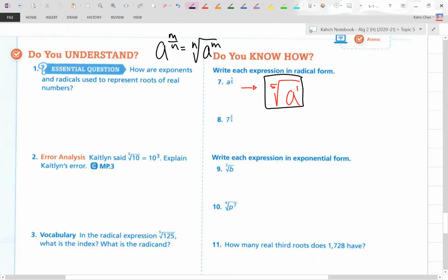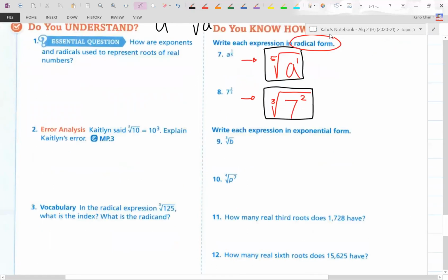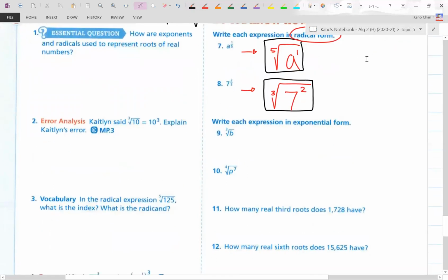Okay, number 8, same way. Let's convert that to radical form. The base is 7, the power on top is 2, and the index is 3. Bam, there it is. We're not solving it. We're just trying to convert it to the other form. No big deal. And thank goodness, number 9 is going the other way. We're going to exponential form. Sorry.